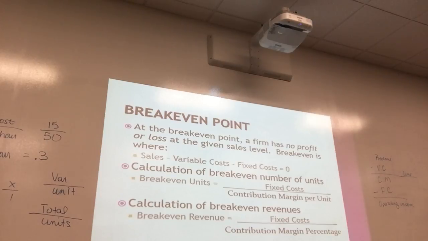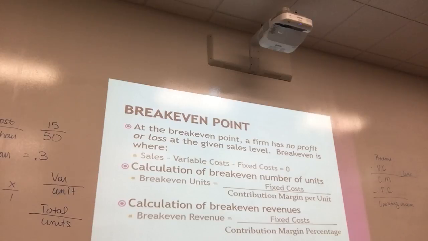Break even is when profit equals exactly 0. So how do you figure that out? You take your revenue minus your variable cost minus your fixed cost and set it equal to 0 to get your break-even point.